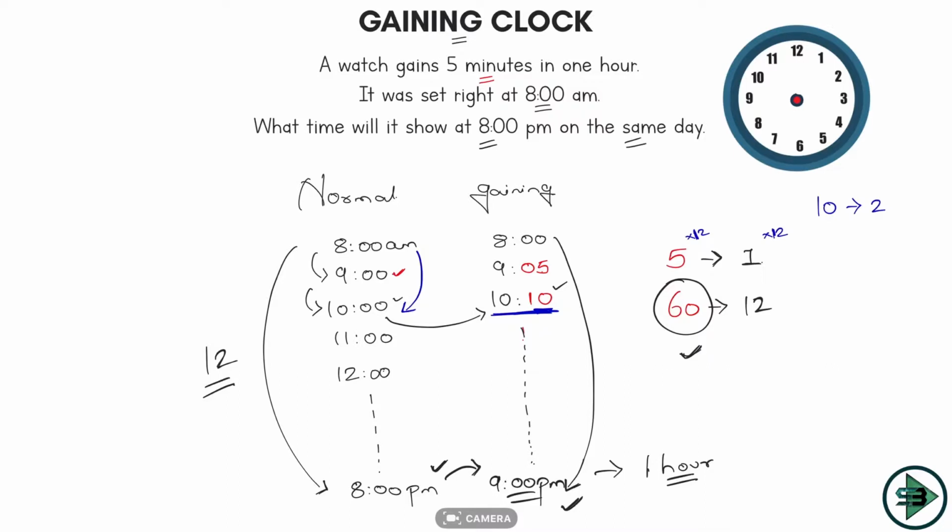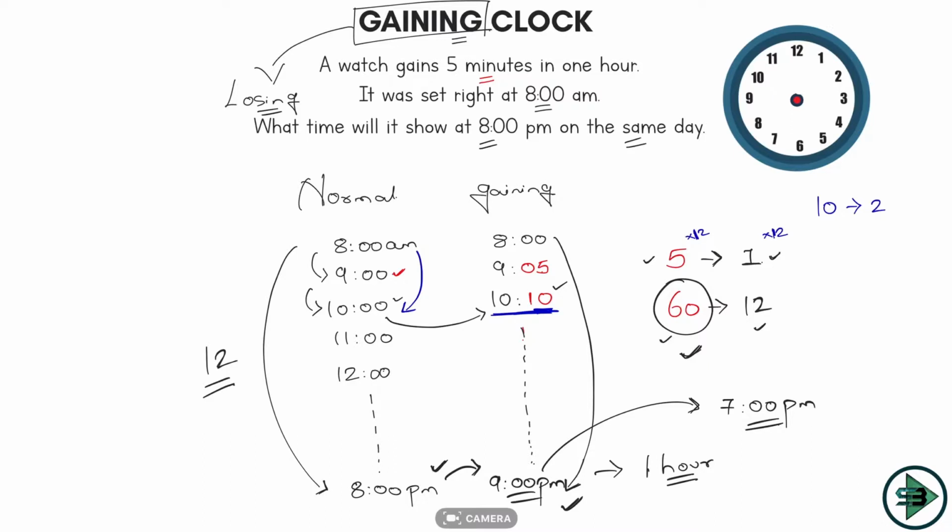If I tell you this is a losing clock instead of a gaining clock, which means what? It keeps losing 5 minutes in every 1 hour. So it will now lose 60 minutes in 12 hours. But since it lost, it will not show a time of 9 pm. It will show a time of what then? 7 pm. So if it was a losing clock, it would have lost by 1 hour. So when the normal time is 8 pm, it shows 7 pm.